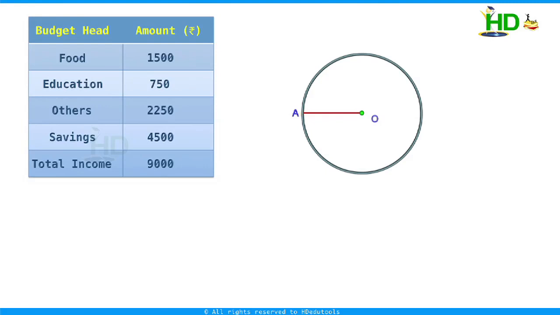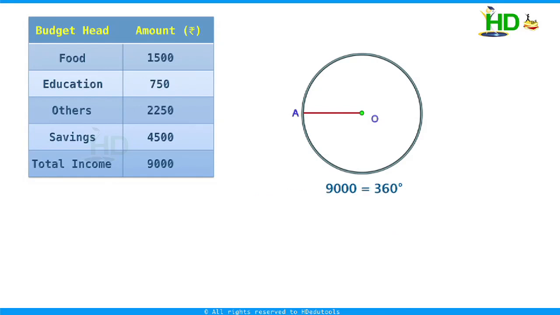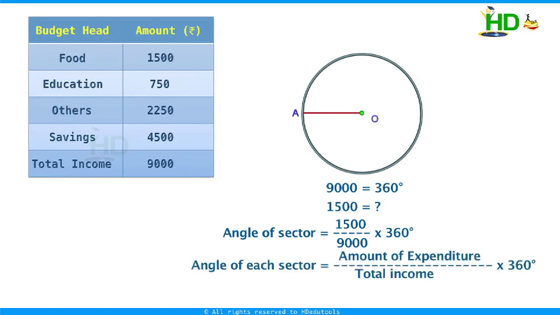Now in this case, the total income is 9,000 rupees. The total angle at the center of the circle is 360 degrees. 360 degrees is equal to 9,000 rupees. Depending upon this, you divide the various incomes. 9,000 is equal to 360 degrees. 1500 is equal to how much angle? Yes, it is 1500 divided by 9,000 into 360. That means the angle of each sector is equal to the amount of expenditure divided by total income into 360.